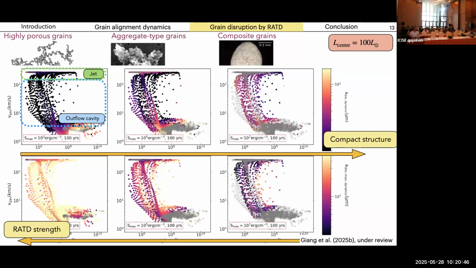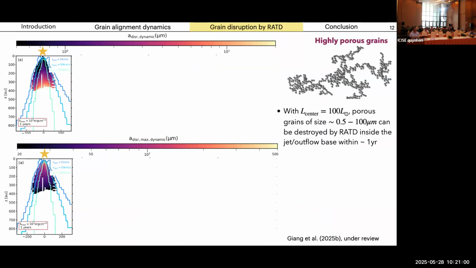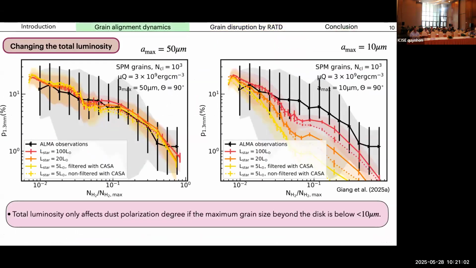And I think one of your interesting points is that in the core, the higher luminosity sources have higher polarization fractions compared with the lower luminosity ones. In our models, what we expect is that we can only clearly see the difference in the polarization degree with luminosity when the maximum grain size is smaller than 10 microns. So maybe it implies that we have different size distributions inside different environments.